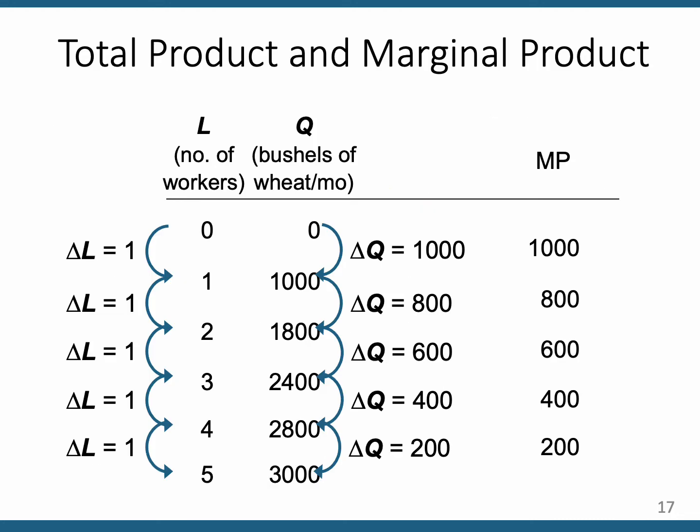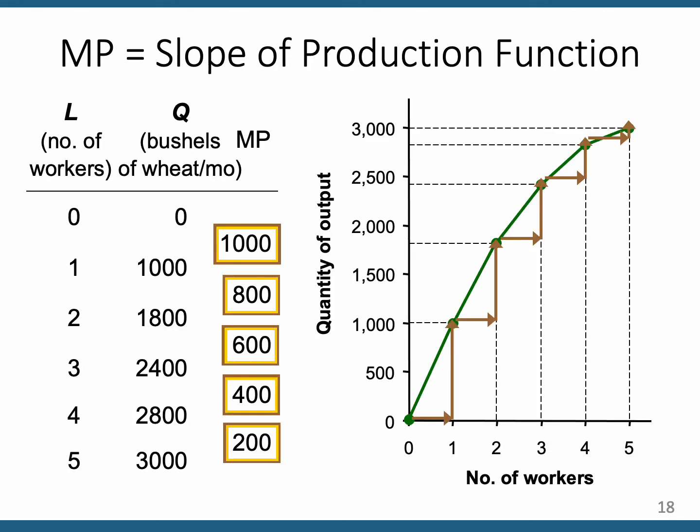This is the same table. The first 2 columns are the production function. And now you can see the change in Q. And since the change in L is 1 each time, then there's a new column on the far right. That's the marginal product. So as we go from 0 to 1 workers, the marginal product of the first worker is 1,000. We went from 0 bushels to 1,000 bushels per month. The marginal product of the second worker then is 800, etc. And you can see it's added in here.